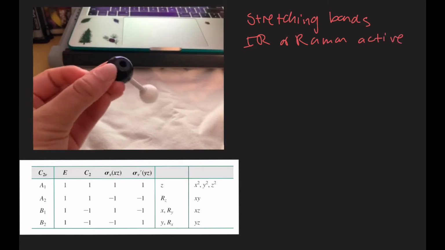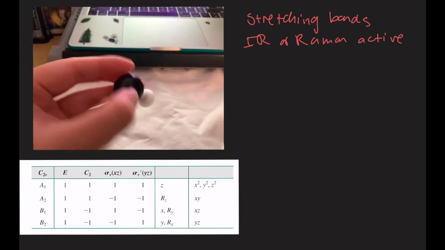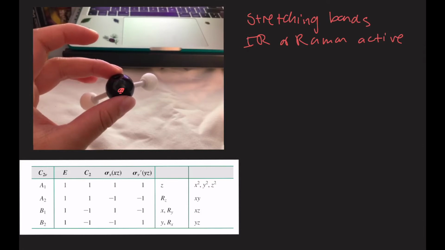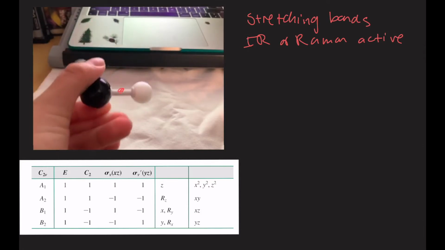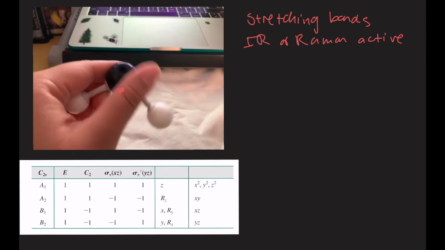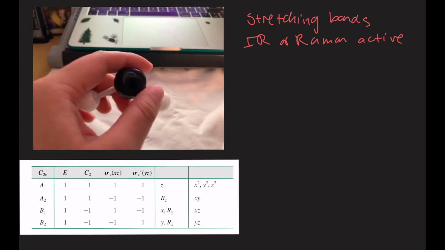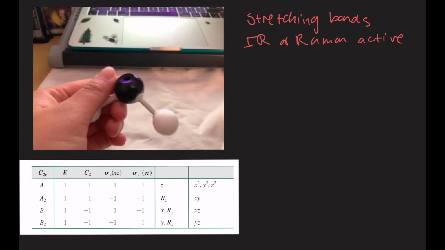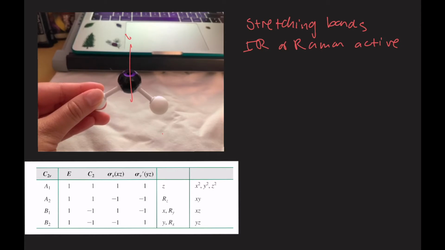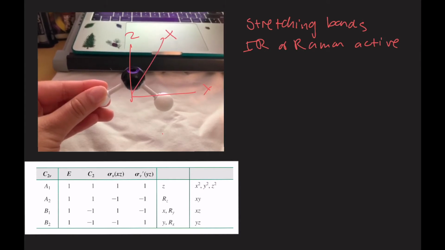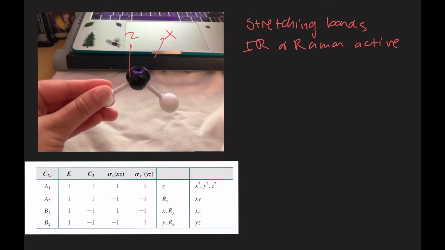Here, we know that this is a C2 because right here we have our main axis for it, and it goes 1, 2, so that's our C2. Then it has our vertical mirror planes, through the Y and X axes. So we have those right there.